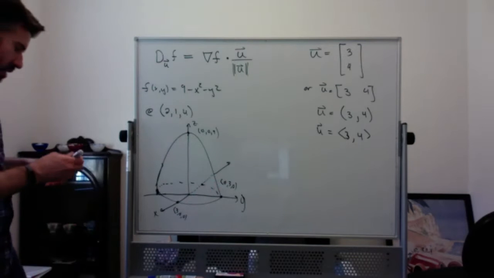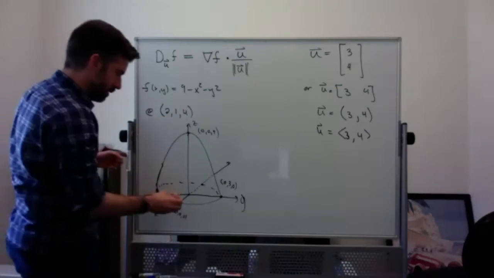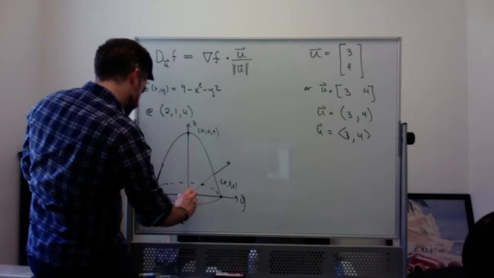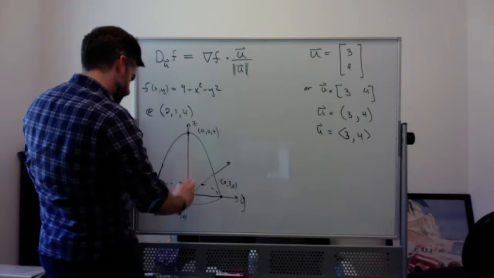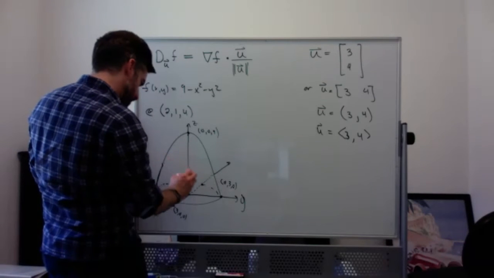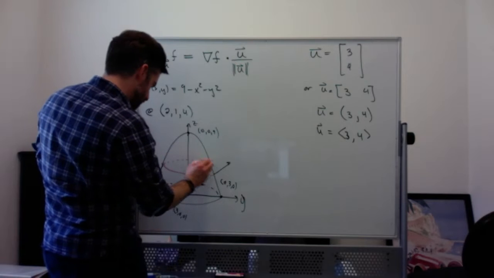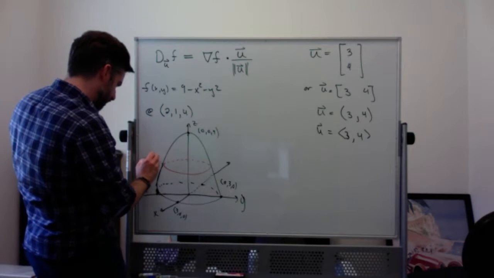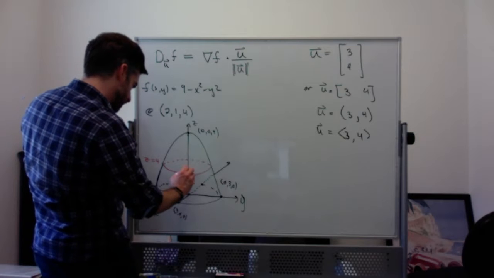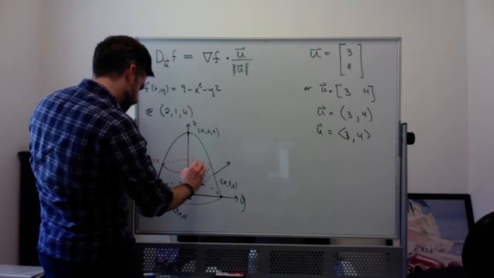And we are saying, if I go over to the point 2, 1, 4, so 2 in the x direction, 1 in the y direction, and 4 in the z direction, really it's going to be up here. So this is the level curve z equal to 4. Now at the point 2, 1, 4, I'm right there.